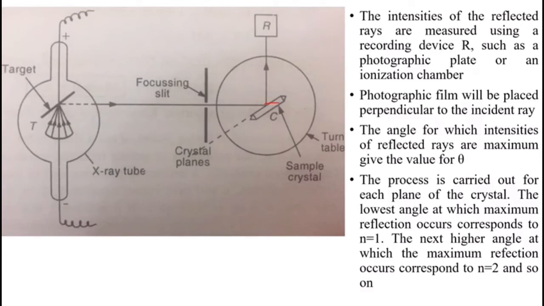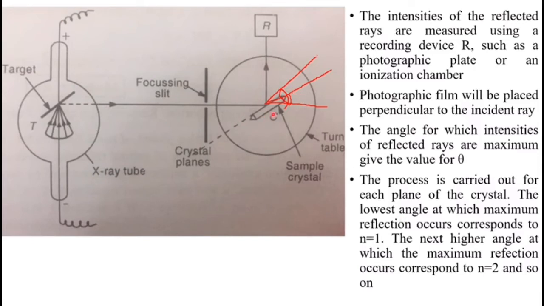So some of the rays will be transmitted, some of the rays will be reflected like this, and some reflection may be like this. So this one is the incident ray, that is transmitted without any reflection, and this angle will be measured and this angle will be measured. So these angles will give the value of theta. So which angle gives the maximum intensity? That will be the value of theta.